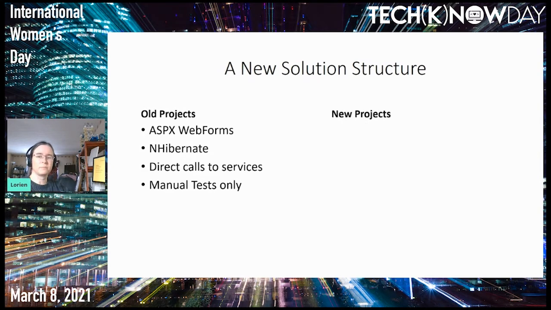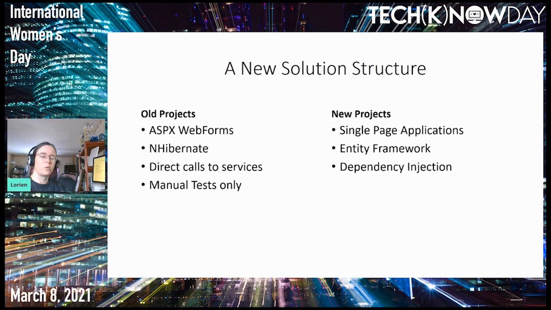In our new projects, we created them as single-page applications with JavaScript front ends using API controllers to talk to our back end. We replaced nHibernate with Entity Framework for our data access. We began using dependency injection to reference our services, which meant that suddenly unit tests became not only a viable thing to have, but practically a required part of our project.